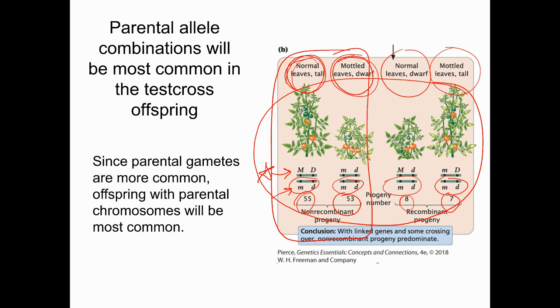So based on that, you know that the allele combinations that are most common are going to be the normal leaves allele with tall and the mottled leaves allele with dwarf. Those are parental combinations. And the crossover combinations are the more rare ones: normal leaves with dwarf and mottled leaves with tall. And we sort of ignore what's on the bottom here. Of course, we know they're diploid, but we focus on the chromosome that came from that heterozygous parent.